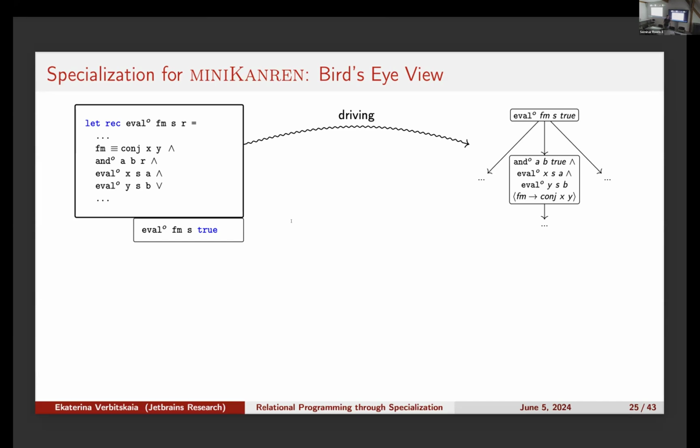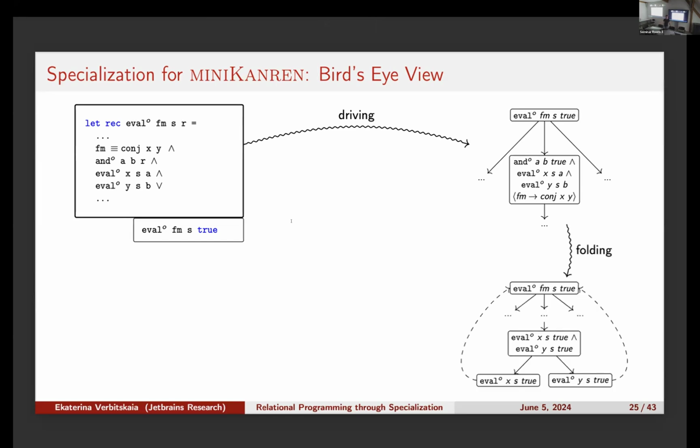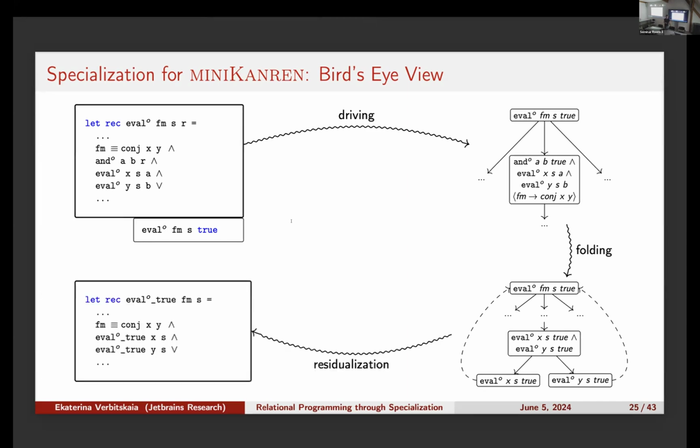Of course, by building this tree, we can run into the problem that the tree grows infinitely, and we need to stop at some point, which is called folding. We usually fold when we encounter some calls that are either the same or similar to the ones we had before. Once we've done that, we can residualize it into a program that is hopefully a little bit better. So here we got rid of the conjunction, because we know that if we try to run the evaluator with the result being true, then and must have A and B true, and then we can use that information to propagate it throughout the program.